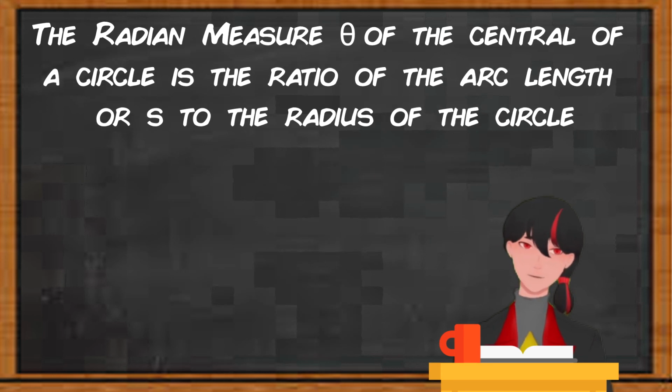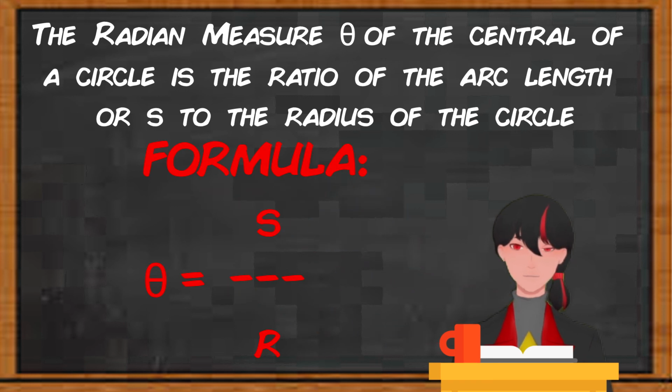The radian measure theta of the central angle of a circle is the ratio of the arc length, or s, to the radius of the circle. To make it nice and simple, this formula is theta equals s over r.